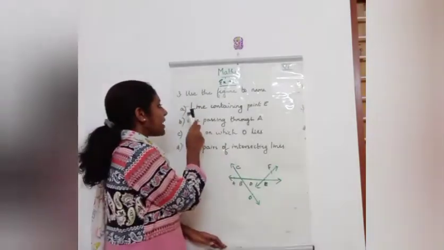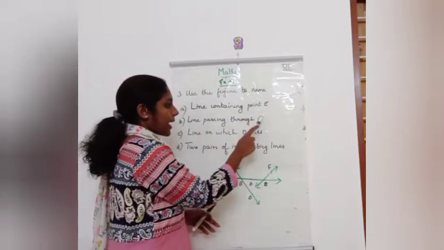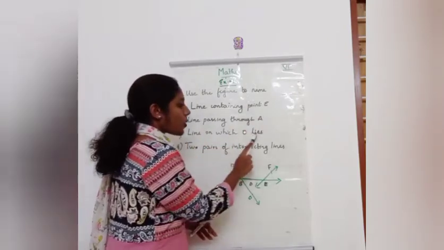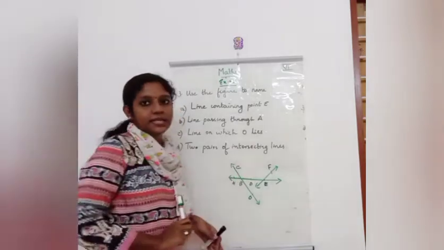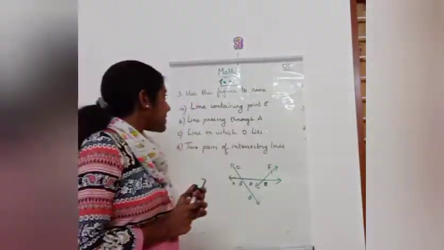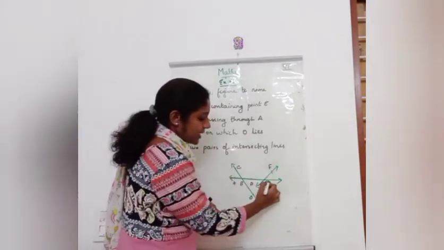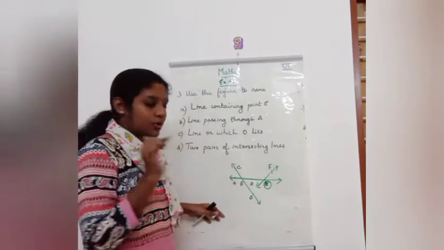Use the figure to label the line containing point E, the line passing through A, the line on which O lies, and two pairs of intersecting lines. So like this you have to label it. Okay, so the first question is the line containing point E. So you can see a point E here.